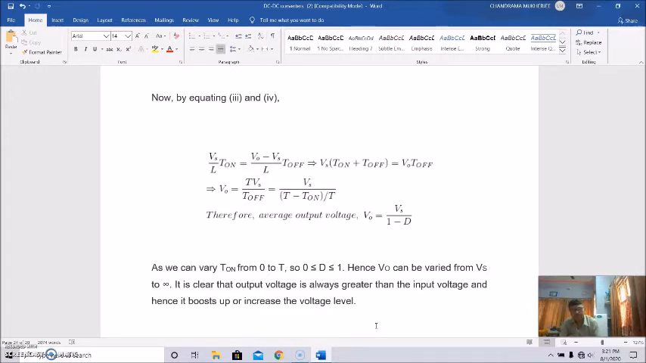Since it is increasing the input voltage level at the output side, it is also called the boost converter, as I told you.